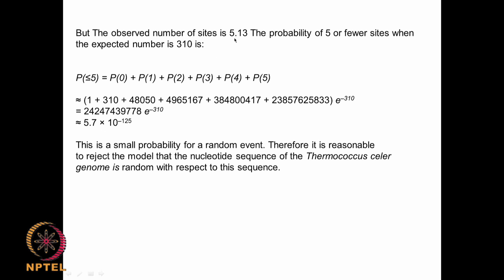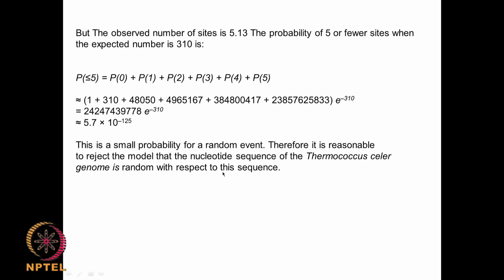But what is observed, the observed number of sites is 513, which is very big. So, obviously it is not a random event, because if it is a random event you should get this as a probability, but actually you are observing 513, that is, at least 5 or fewer sites. Therefore, it is reasonable to reject the model that the nucleotide sequence of the Thermococcus genome is random with respect to the sequence.